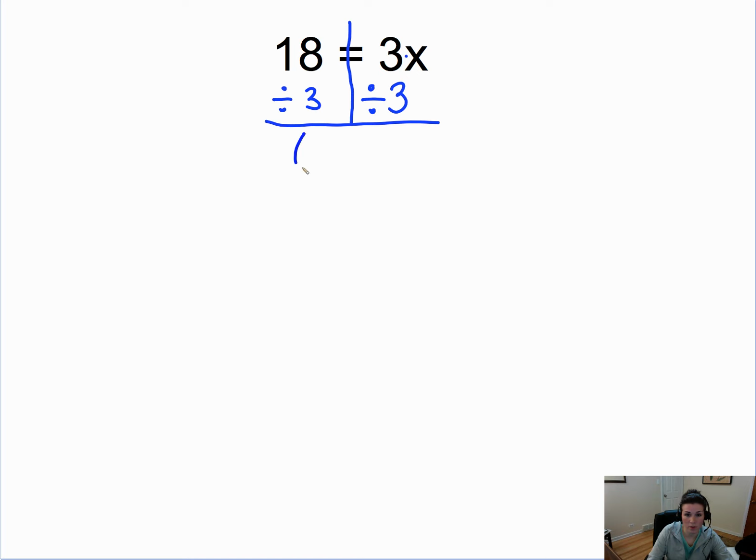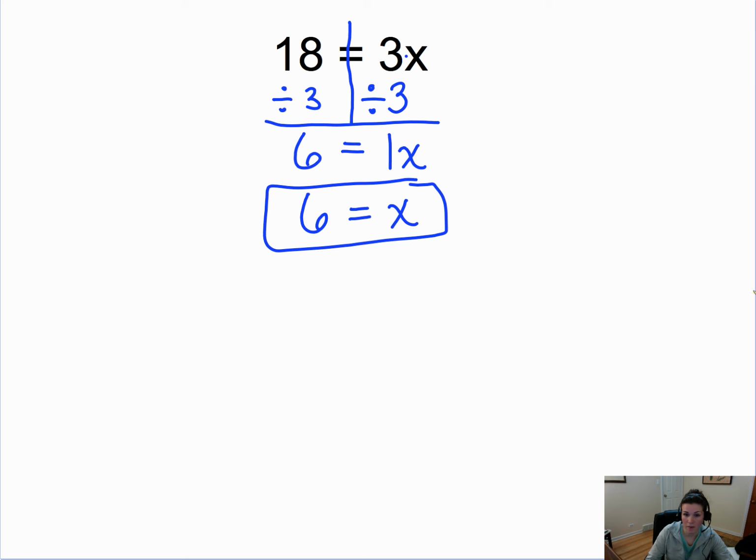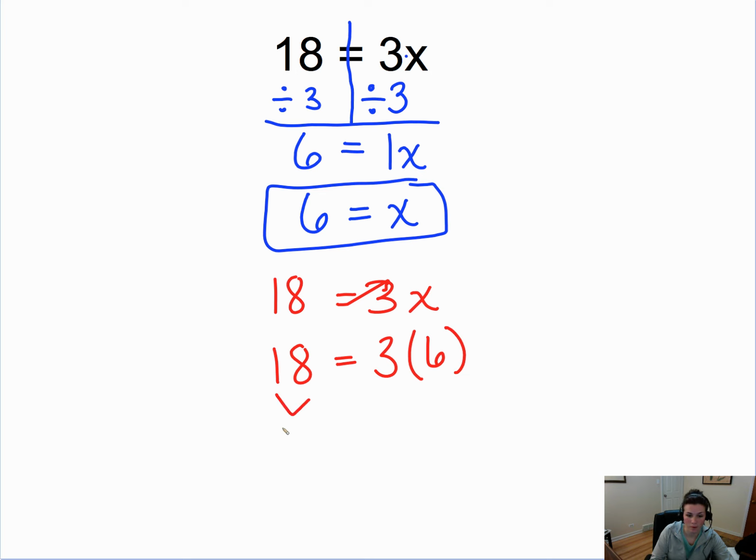So 18 divided by 3 would be 6. I'll bring down the equal sign. 3 divided by 3 would be 1, so this would be 1x, but we already know that 1x is the same as x. So x is now by itself, so my answer is 6. And then we check our answer by plugging it back in. So instead of x, I'll plug in the 6. This is 18. This is 18. They're equal to each other, so it's correct.